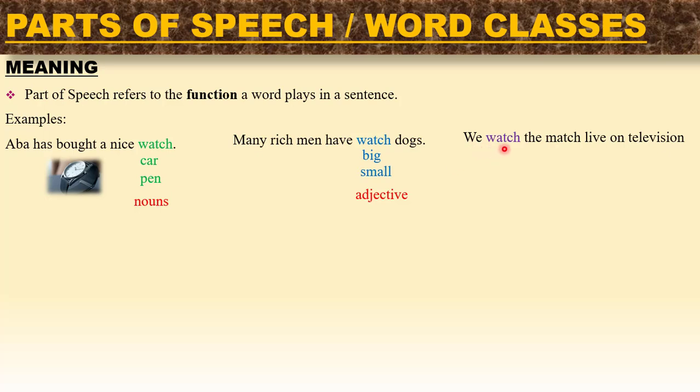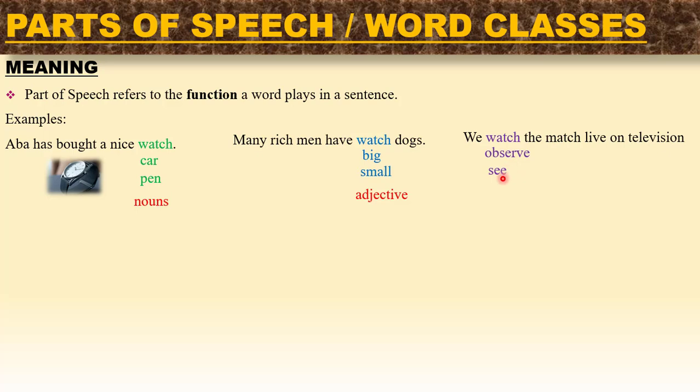We watch the match live on television. Here, is watch naming something? No. Is it describing a noun? No. Over here, the role of watch is that it is expressing an action. Therefore, we will call watch here an action word. So we can replace watch with other words like observe. We observe the match live on television. We can also say we see the match live on television.